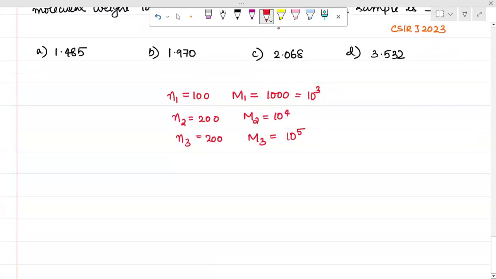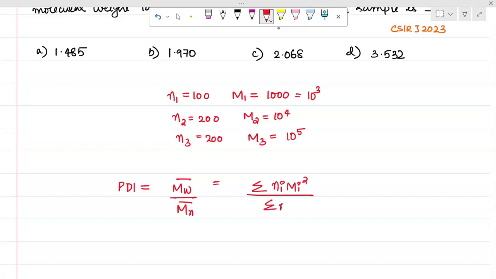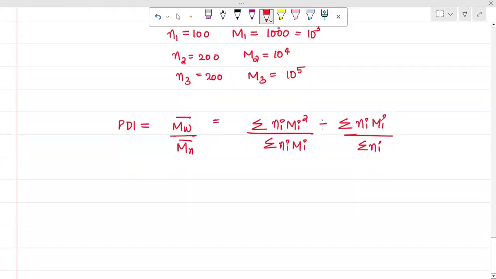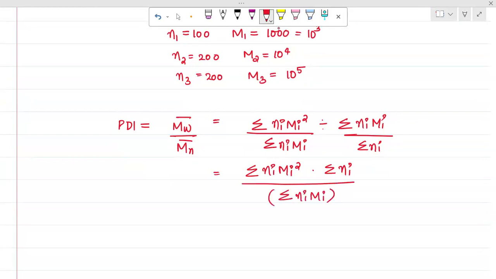The polydispersity of the sample is, again, very easy. You have to first find MW and then you have to find MN. PDI, you already know, right? It is MW bar divided by MN bar. Let's write the formula. Sigma Ni Mi square divided by sigma Ni Mi divided by sigma Ni Mi divided by sigma Ni. So if I rearrange this, sigma Ni Mi square into sigma Ni divided by sigma Ni Mi the whole square. So let's start.